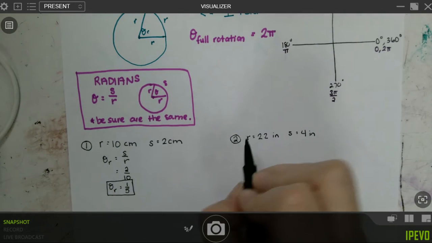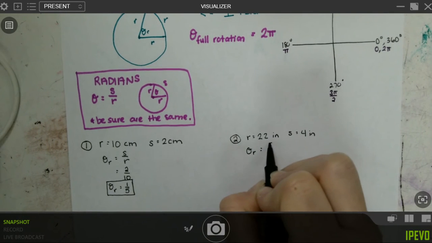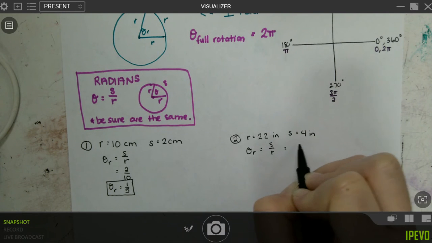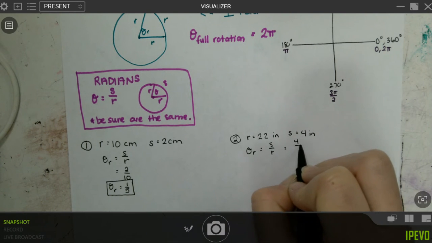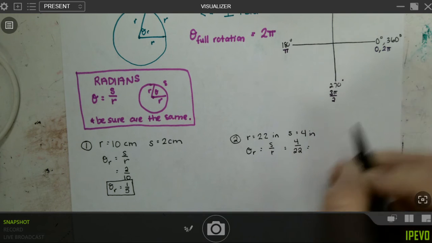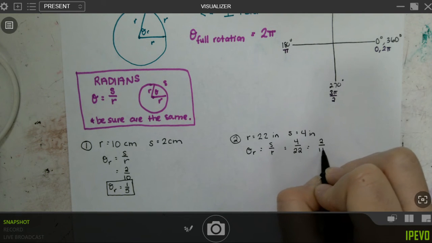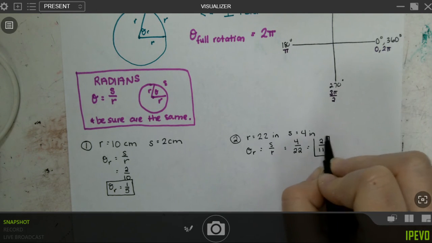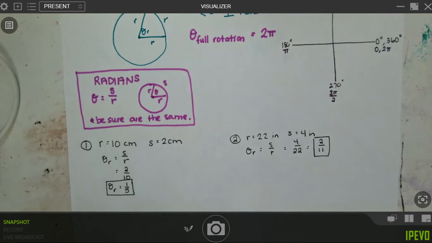All right, welcome back. So hopefully you already have this done, and I'm just going to write the steps. We have 4 inches over 22 inches, which is going to be 2/11ths of a radian. So that is how you do it when you are just trying to figure out how many radians it is.